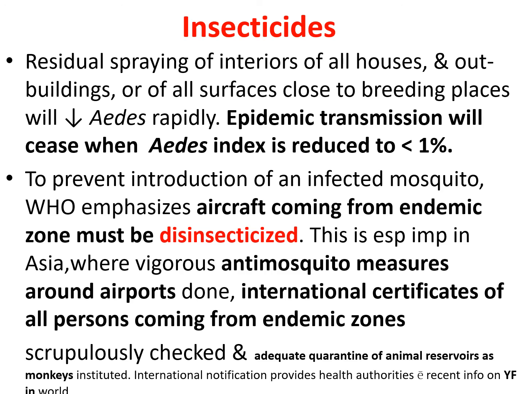Vigorous anti-mosquito measures are done around airports, international certificates of all persons coming from endemic zones are scrupulously checked, adequate quarantine of animal reservoirs such as monkeys is instituted, and international notification provides health authorities with recent information on yellow fever around the world.